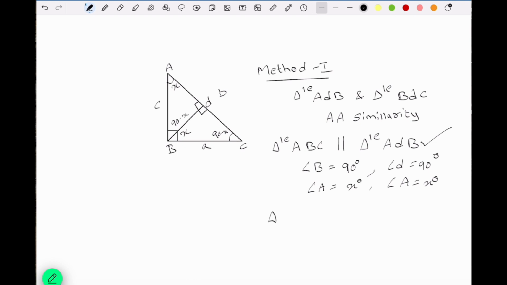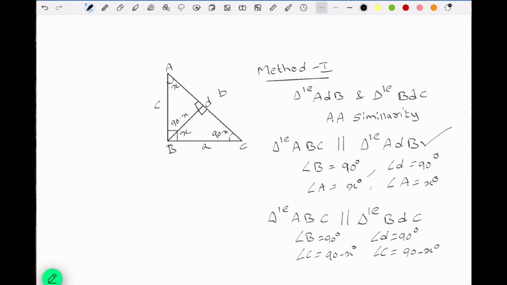Now, the second pair of triangles I am taking is triangle ABC and triangle BDC. In ABC, angle at B is equal to 90 degrees. In triangle BDC, angle at D is equal to 90 degrees. In triangle ABC, angle at C is equal to 90 minus x degrees. In triangle BDC, angle at C is equal to 90 minus x degrees. So, we are able to prove triangle ABC and triangle BDC are also similar using the concept of angle-angle similarity.